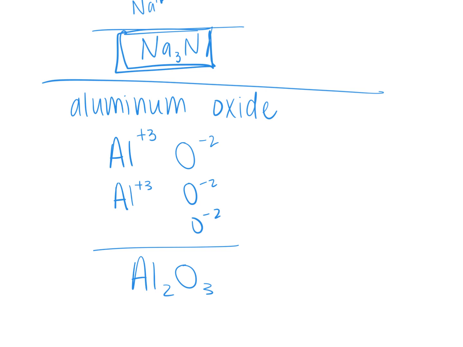If you need to check to make sure your answer is right, you would always just do this. I know if oxide is minus 2, I have 3 of them. That means I have minus 6. Aluminum is plus 3. I have 2 of them. That means I'm at plus 6. That means I balance, right? You could check over your charges that way.